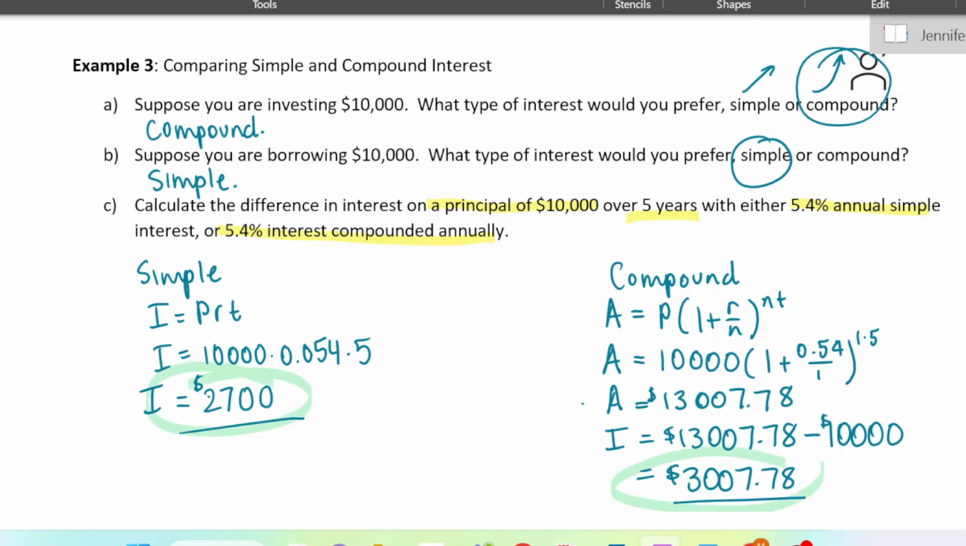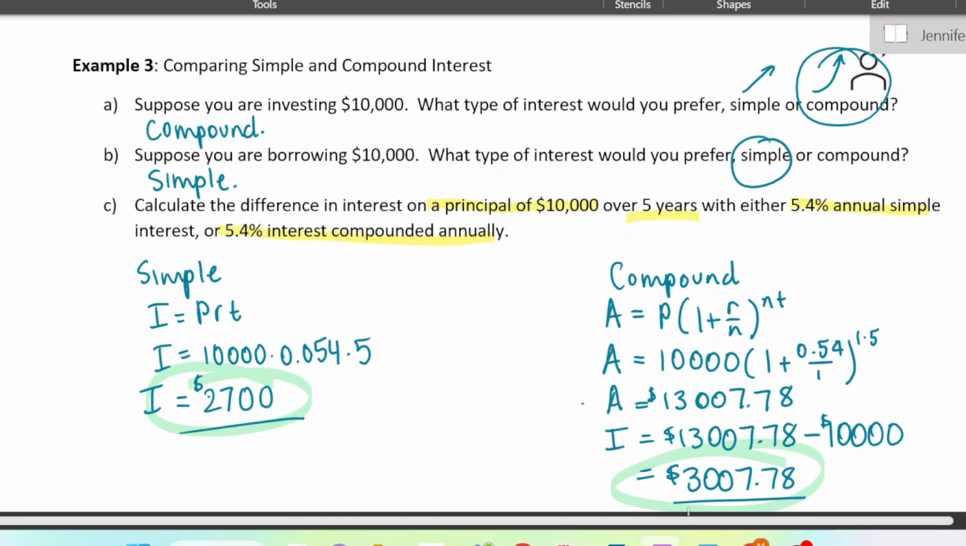So if we compare the two, remember the stipulations were essentially the same. It was the same length of time, same principal, same interest rate. But look at the compound interest. It's quite a significant amount more than the simple interest. So if you are investing your money, you should definitely choose compound interest. If you are getting a loan, if at all possible, you should choose simple interest because it's less. All right, that's the end of the lesson.